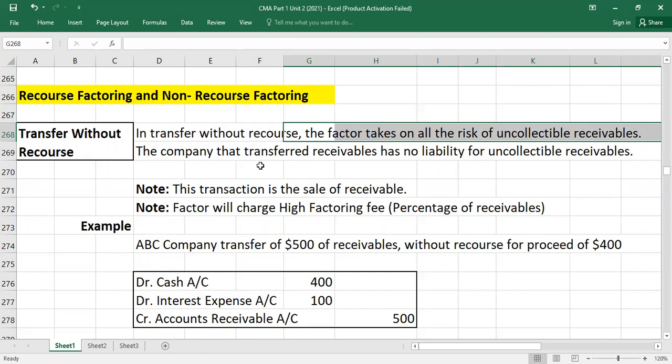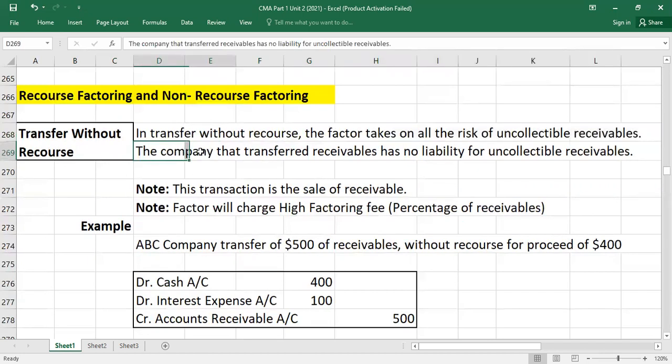Under the transfer without recourse, what we are going to do as a company is transfer the risk of bad debts to the factor company to shoulder. So if I am going to sell the receivable to you, let's assume you are the factor, you will bear the risk of the uncollectible receivables. In short, the company who sells the receivable is like insured against the bad debts because they don't bear any risk of the uncollectible accounts.